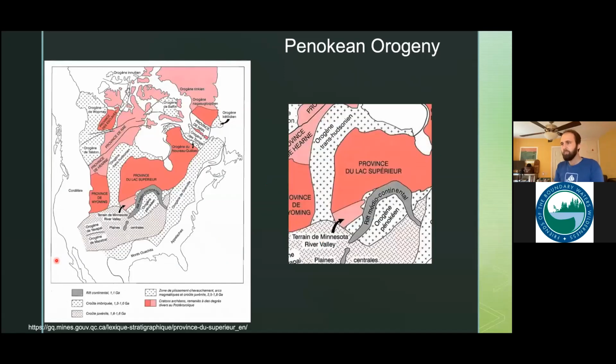So back to this map, just as a reminder, we're now looking in this stippled area between the Mid-Continent Rift and the Superior Province. Most of the Penokean orogeny rocks are actually rocks you would see in Wisconsin, but there's a little bit over on the Minnesota side of Lake Superior too.